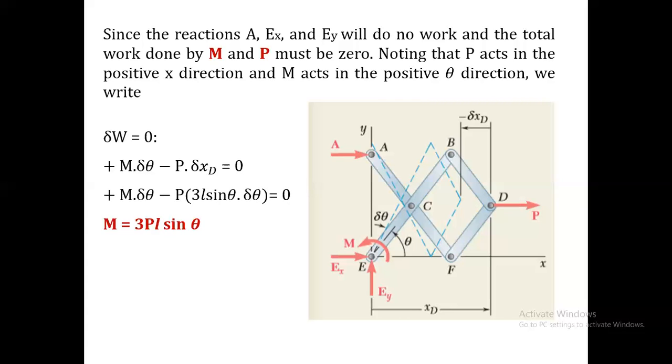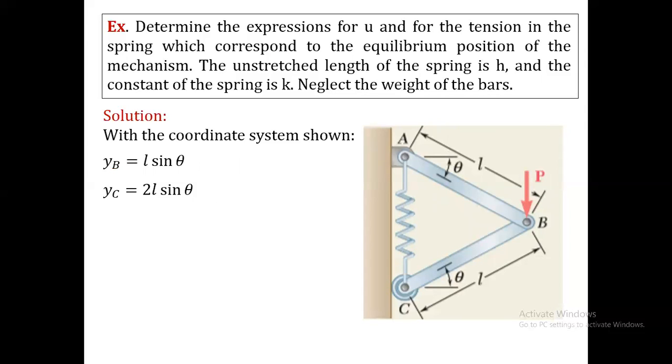Let us now take one more example, in which instead of directly applying a force, a member is connected which is a spring. So this will actually produce a force. Let us see how we proceed with this particular problem. It consists of two links, AB and BC, which are pin jointed at point B. At joints A and C, it is connected through a spring of spring constant K. The unstretched length of the spring is H.